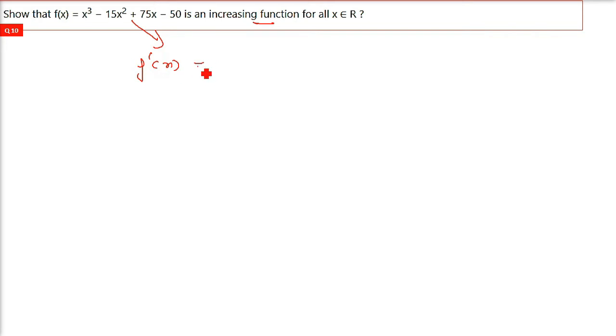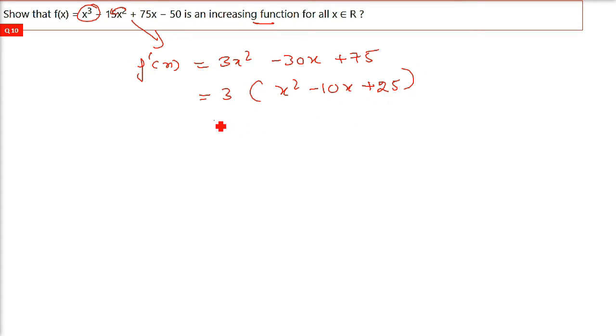f dash x is going to be, x cube is going to be 3x square. This 15 into 2 is 30, so you have 30x. The 75 will remain like that. And this minus 50 will be 0 in the differentiation. So if you take 3 common, what are you going to get? x square minus 10x plus 25.